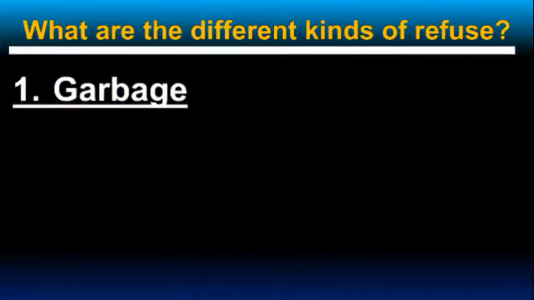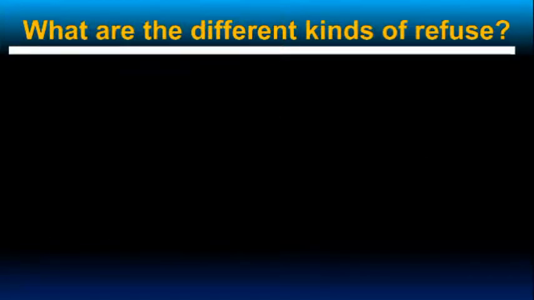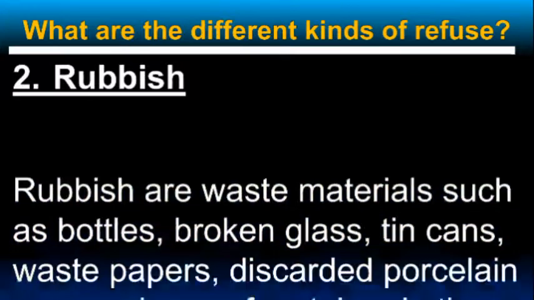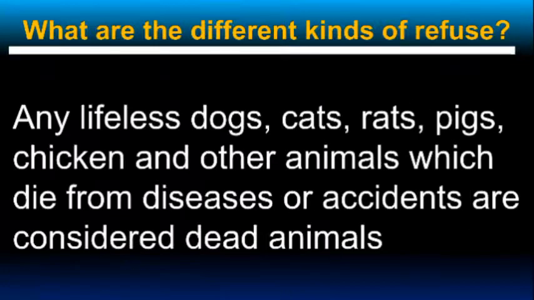Number 1, garbage. Garbage are leftover vegetables, animal, fish, and other food materials from kitchen and establishments. 2, rubbish. Rubbish are waste materials such as bottles, broken glass, tin cans, waste papers, discarded porcelain wares, pieces of metal, and other wrapping materials.